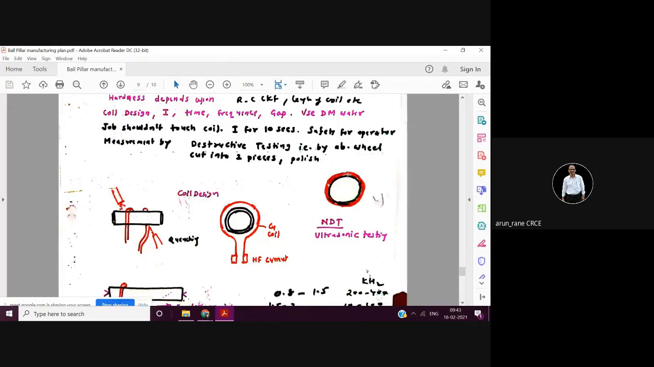So once you have set your current, your carbon, and your time, and once you are sure, once you get the report from the quality assurance that the depth is correct and the hardness is correct, then you can proceed.